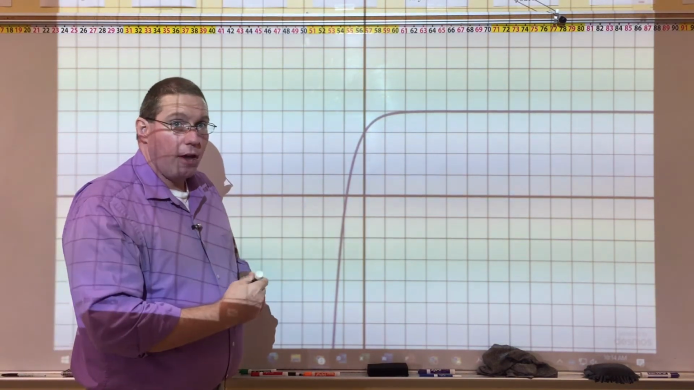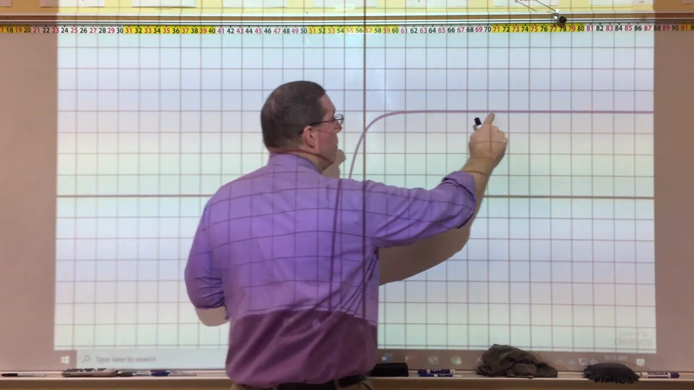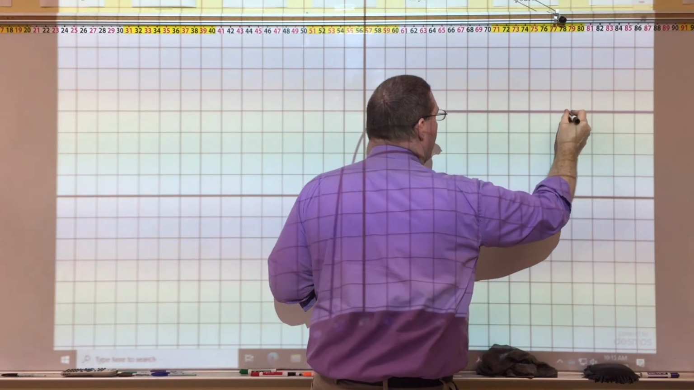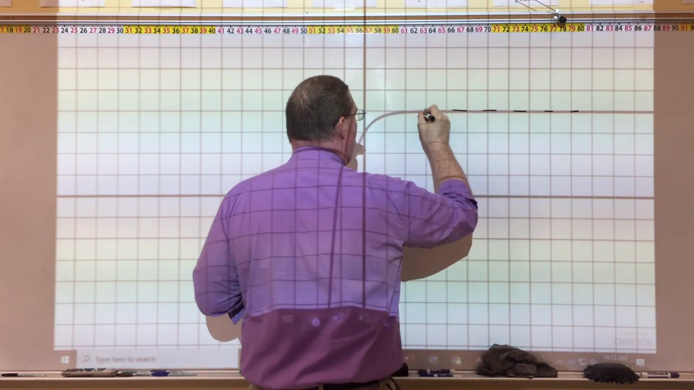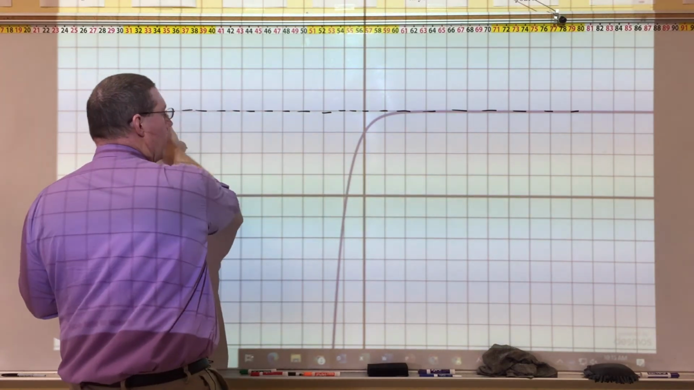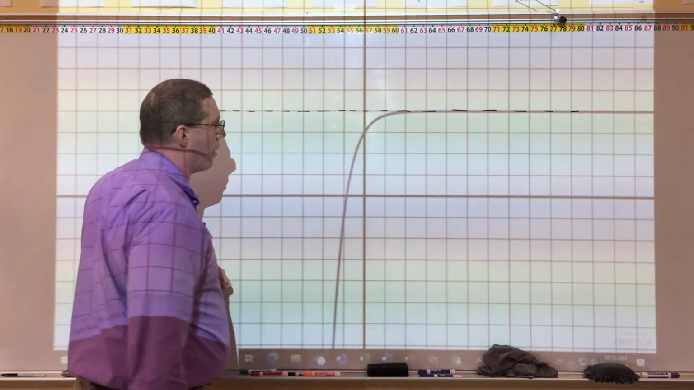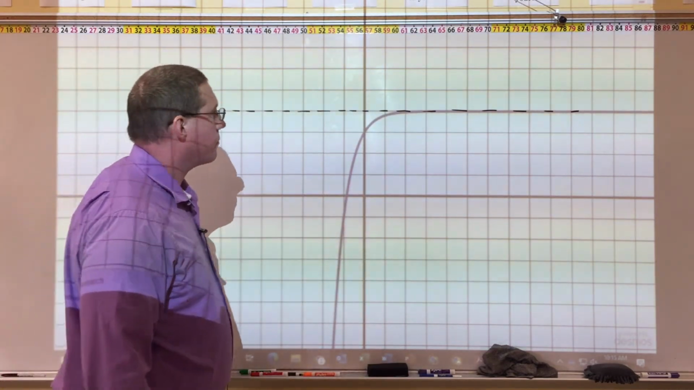Step one, every single time, is draw in the asymptote, okay? So the asymptote, it's flat right here. So right along this line, we're going to draw in our horizontal asymptote. This one was cut a little bit low, so we'll fix that. There we go. We got our horizontal asymptote in.